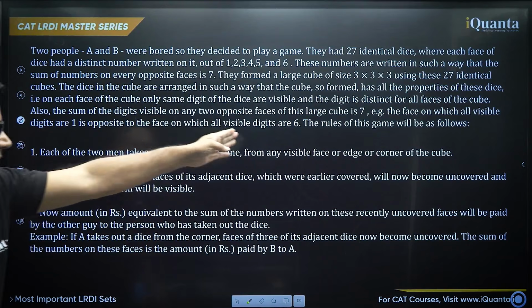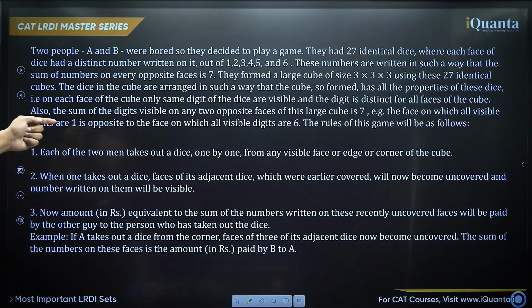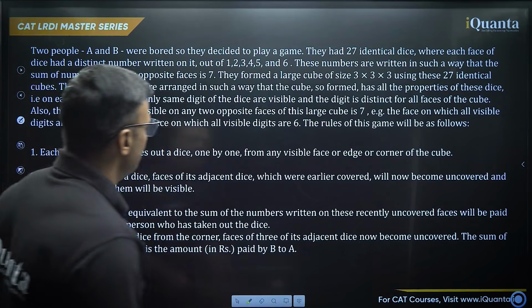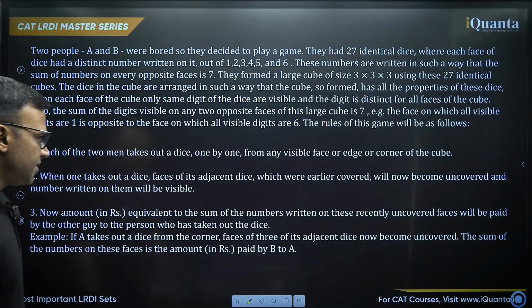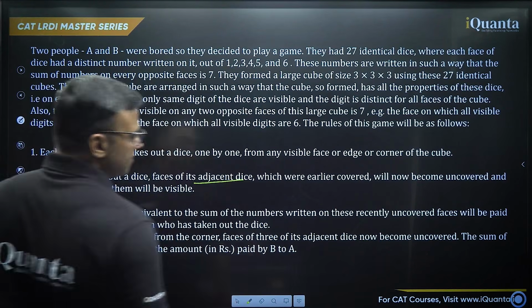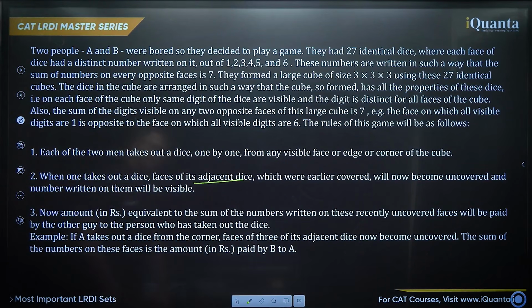So basically the rules of this game will be as follows. These are the set of rules. Each of the two men takes out a dice, only one by one, from any visible face or edge or corner of the cube. When one takes out a dice, faces of its adjacent dice, which were earlier covered, will now become uncovered and the number written on them will be visible.